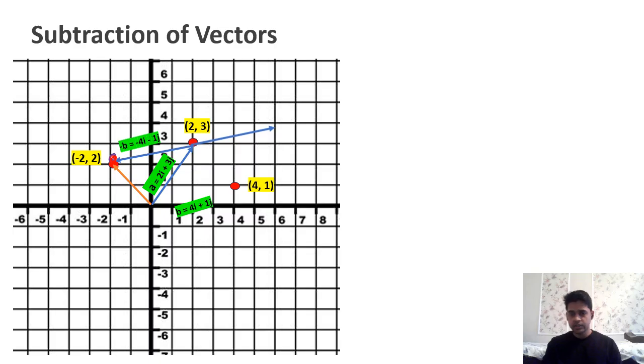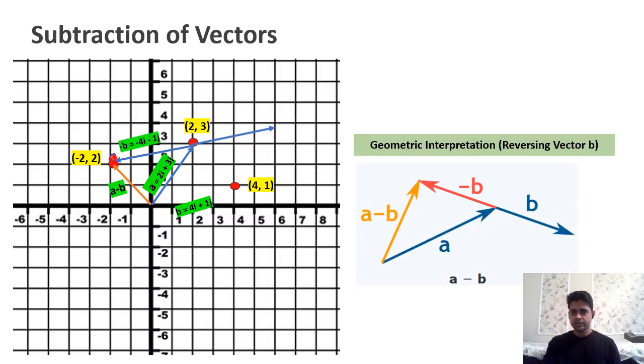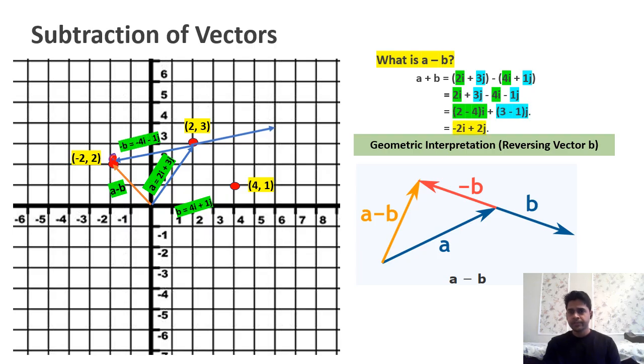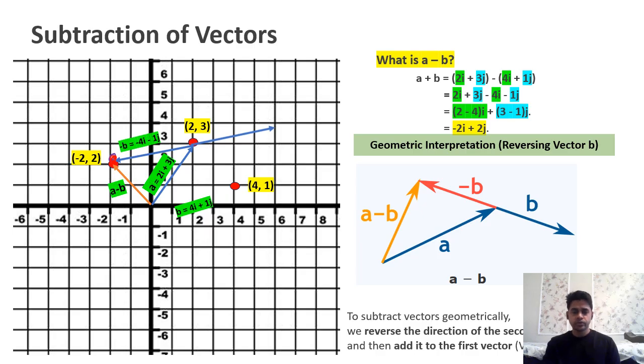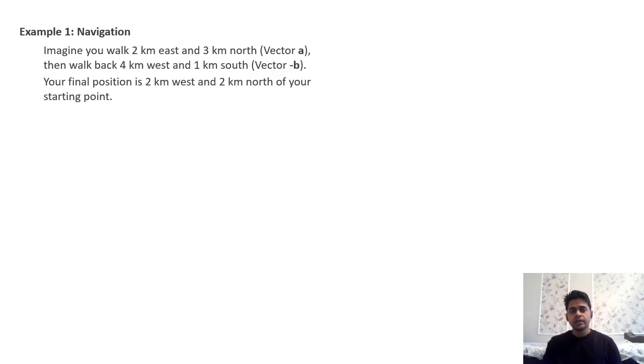Now we can get this mathematically as well. If I say a minus b, again we have to combine like terms together. So 2i minus 4i together, and then I can get the answer minus 2i plus 2j. This is the same operation that we have done in addition, and you just have to remember these two things: you have to take the reverse, and you have to add to the first vector. That's so simple.